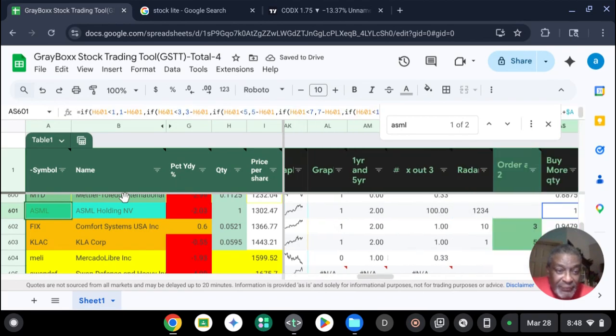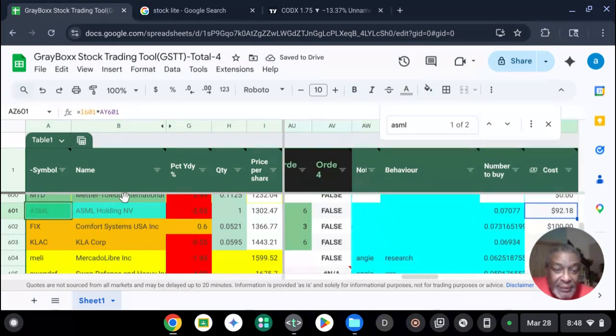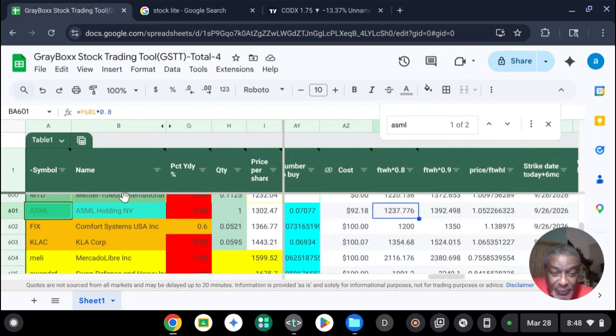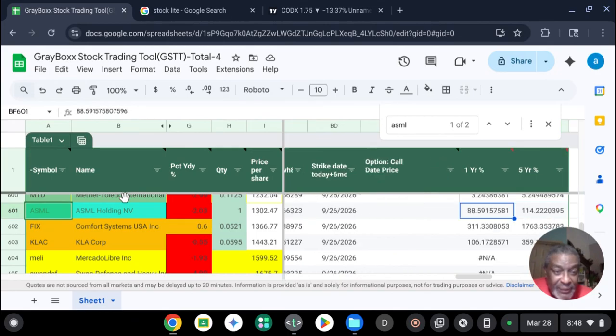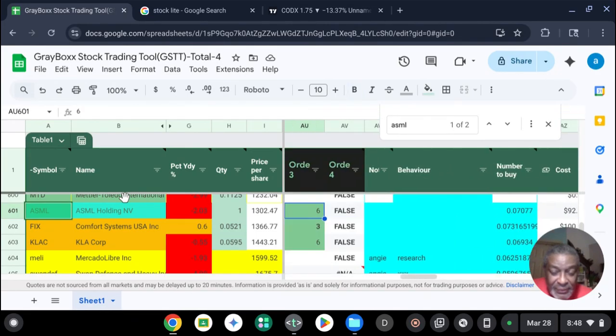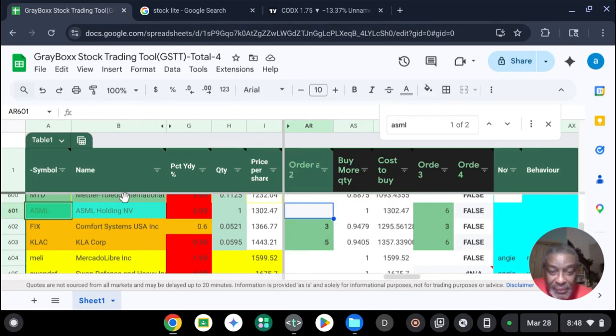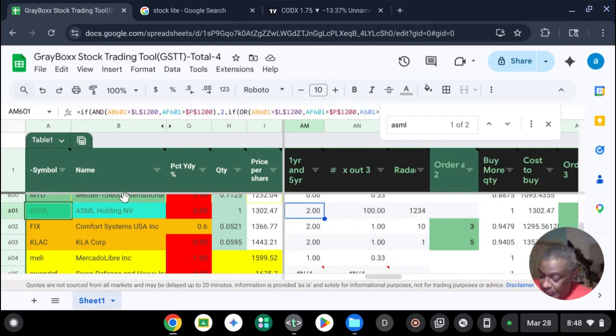Okay, then we'll go down to the other fields. And this is the note. Miss Angie did some research, and that's the behavior. This is a number to buy if we're going to buy at a certain quantity. We try to buy in groups of 100. And then this is the information we would need if we were doing options. And then these are extra fields we'll need to do some outside research on our stocks. And then we're going to show how to link the tools together.